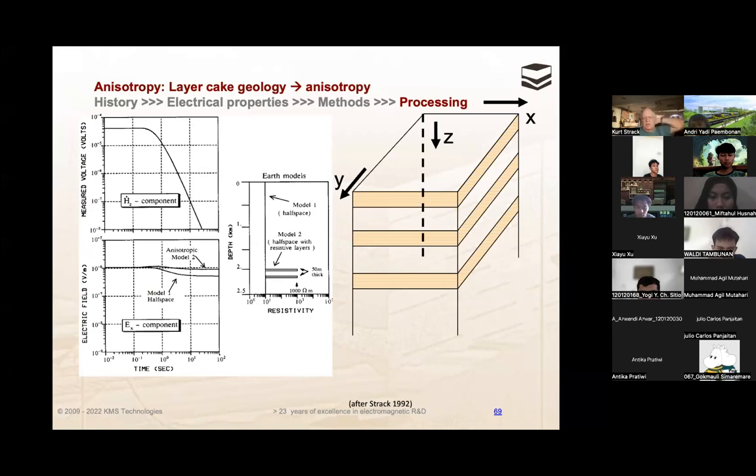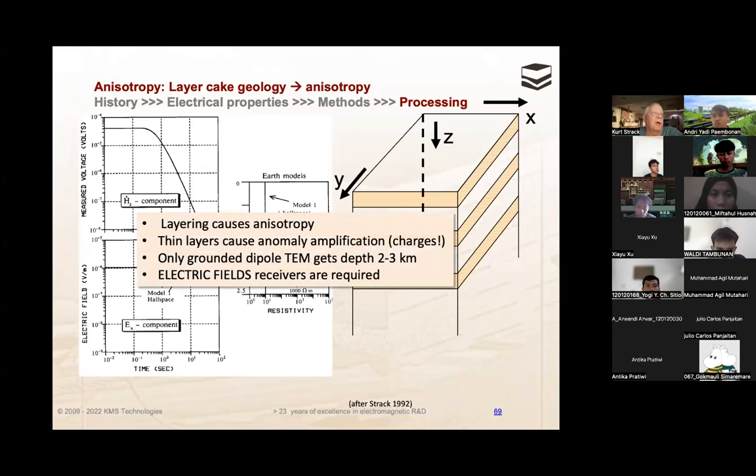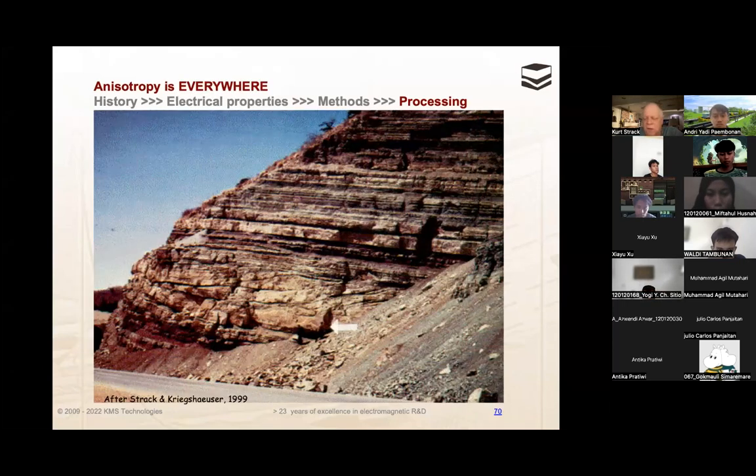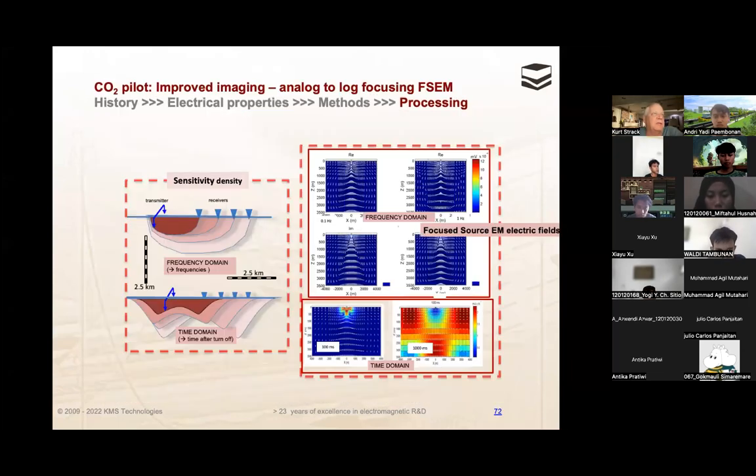We've talked about this yesterday, anisotropy and how important it is. So we do need to measure the electric field to see resistors in the CO2 case, as well as in the oil case. For geothermal, resistors are not so important, so electric fields are not so important for geothermal measurements. I emphasized already that anisotropy is everywhere, and we've seen this diagram.